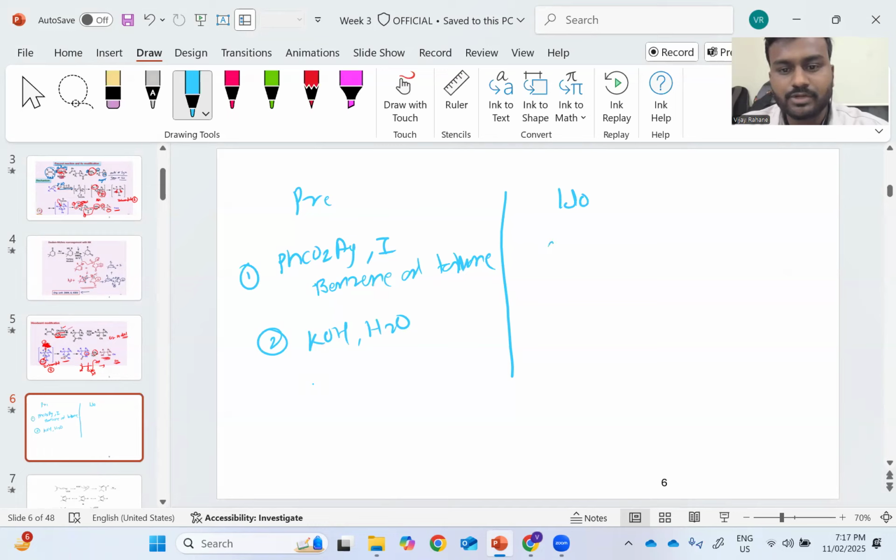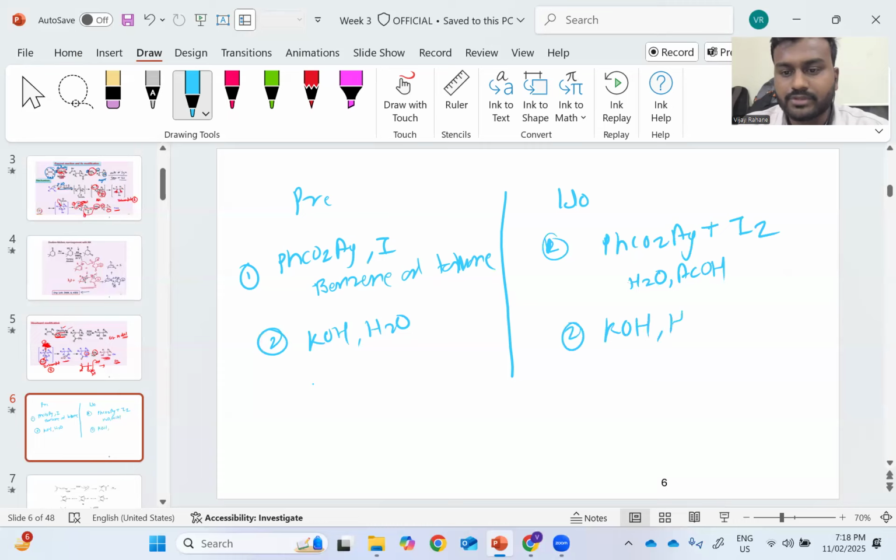But in the Woodward, what do we add? We add the silver salt of benzoate, plus a catalytic amount of iodine. And the reaction was carried out in water as well as acetic acid, right? And in the second step, we add KOH water. That is the hydrolysis step, right?